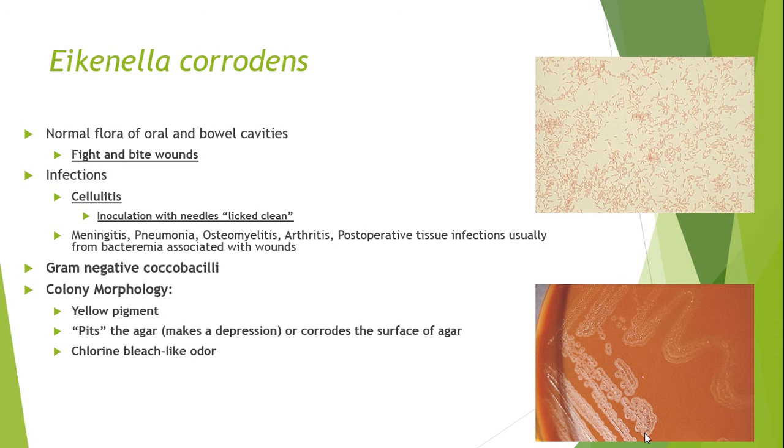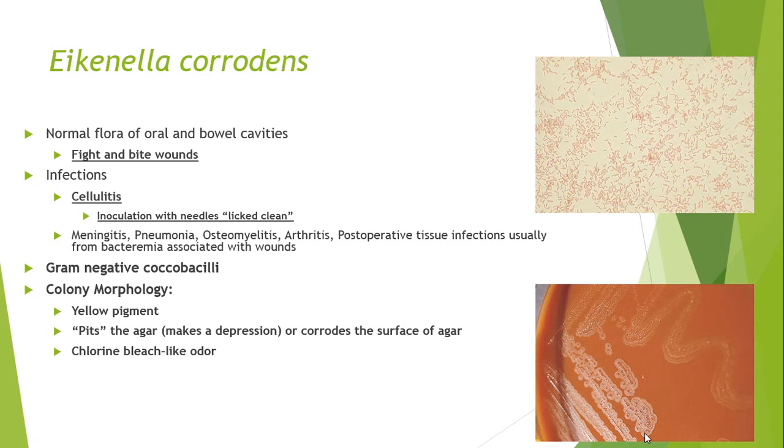And then it can cause other things. I want you to know of the fight and bite wounds. Think of the knuckles for Eikenella and needles, of course, licked clean. Gram-negative coccobacilli, yellow pigment. Here we go, two big characteristics for Eikenella corrodens.